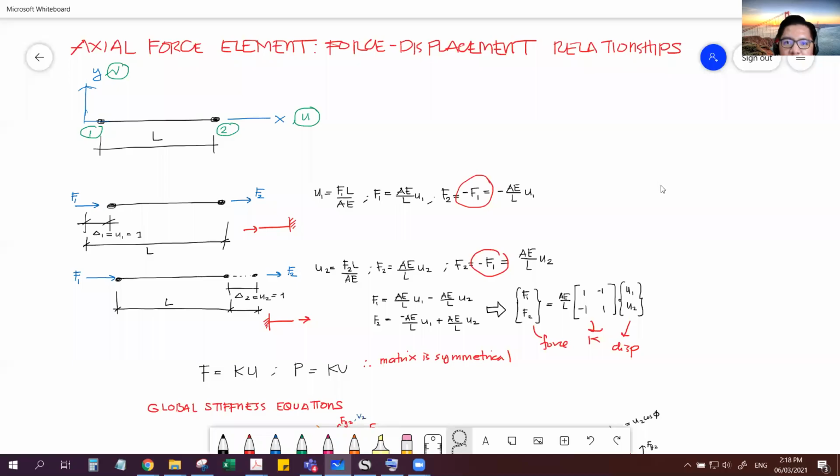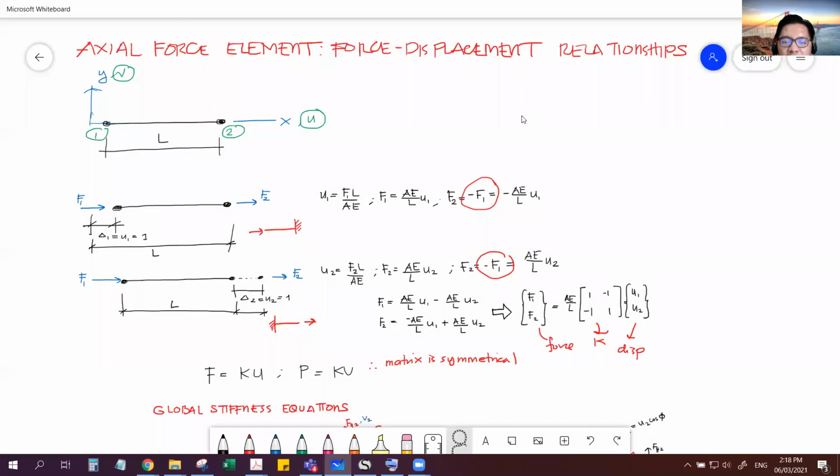Okay, good afternoon. First topic in advanced structural analysis is the derivation of the stiffness matrix of a plane truss.